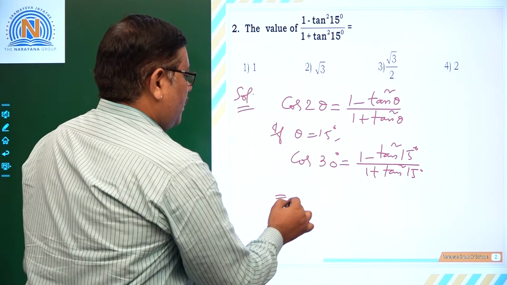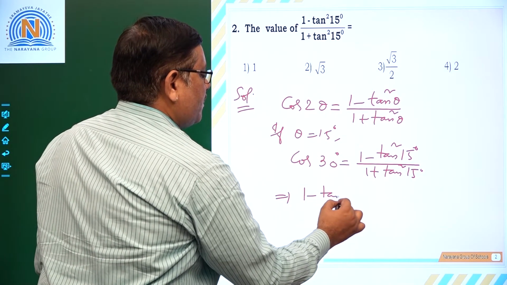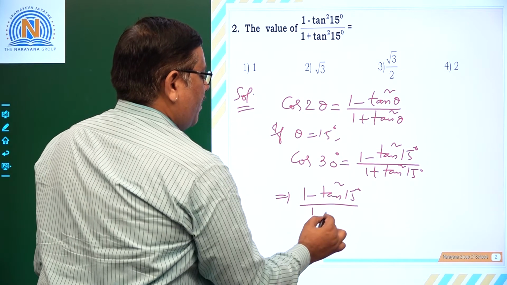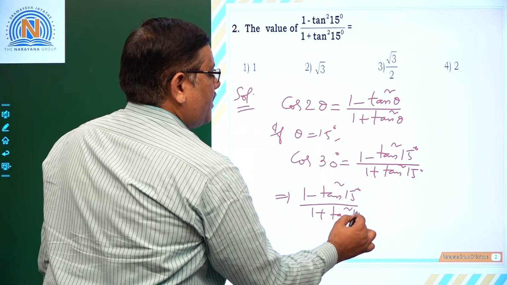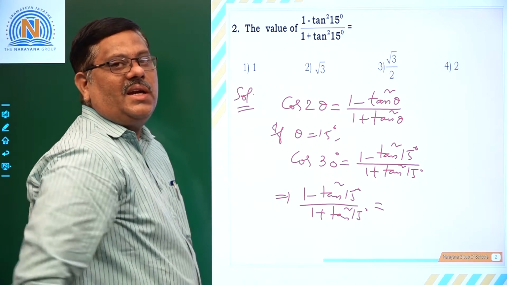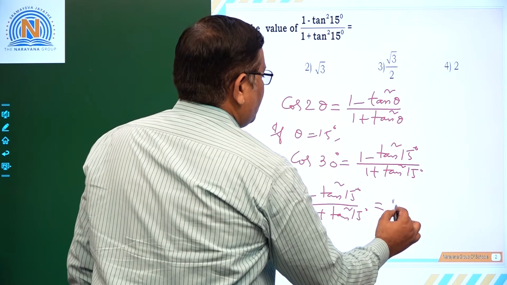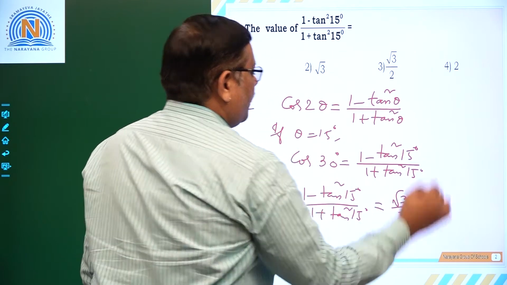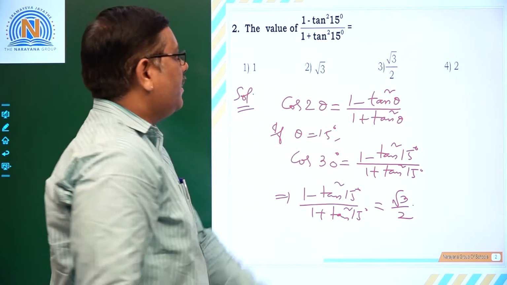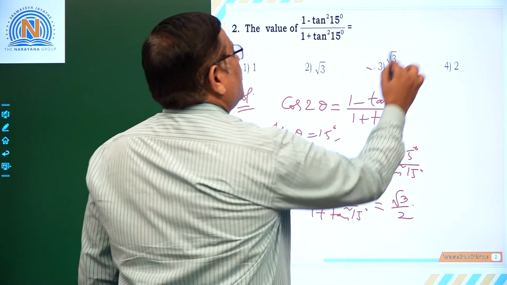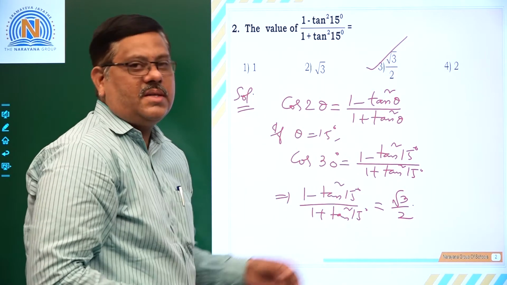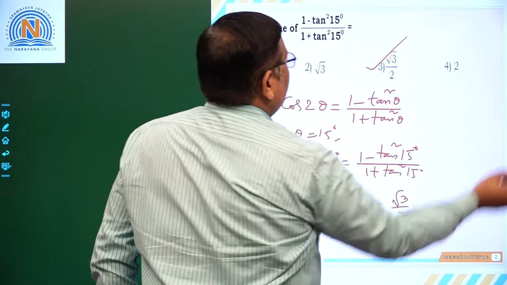Fine. So this result, 1 minus tan square 15 degrees by 1 plus tan square 15 degrees, is going to be cos 30 degrees. What is the value of cos 30 degrees for us? Cos 30 degrees is given as root 3 by 2. So, out of the given options, the third option is root 3 by 2. That is the right answer. Let us see the next question.